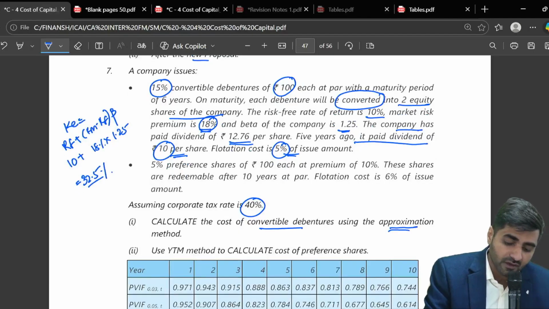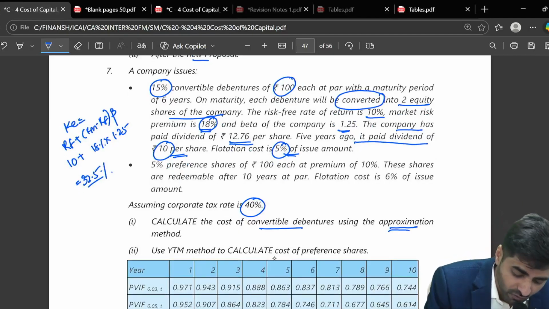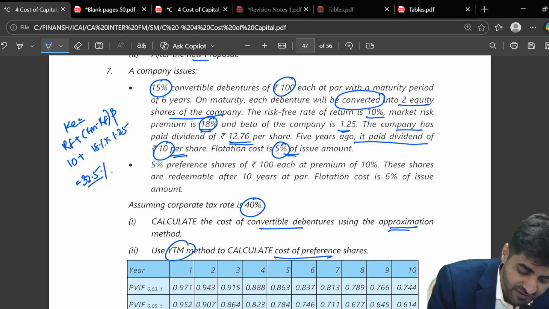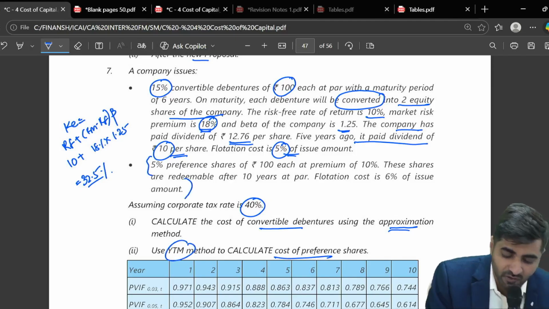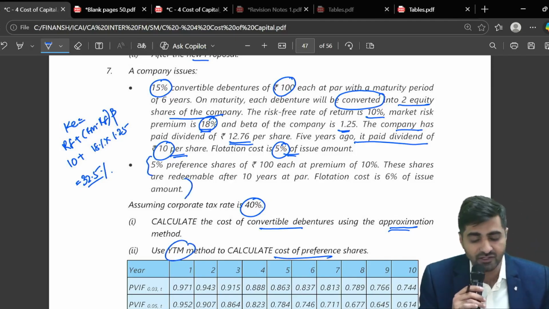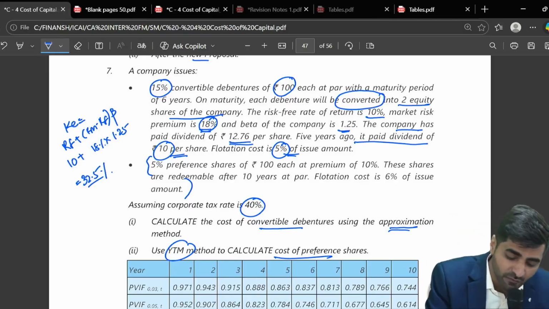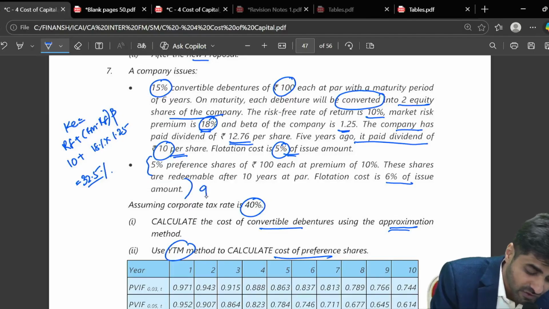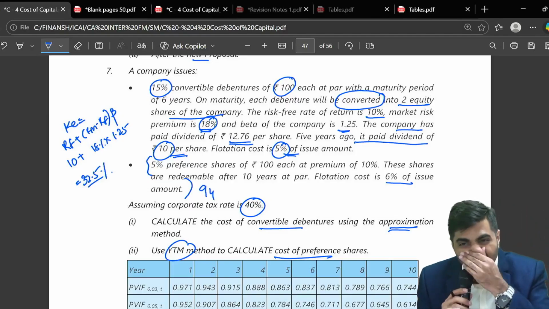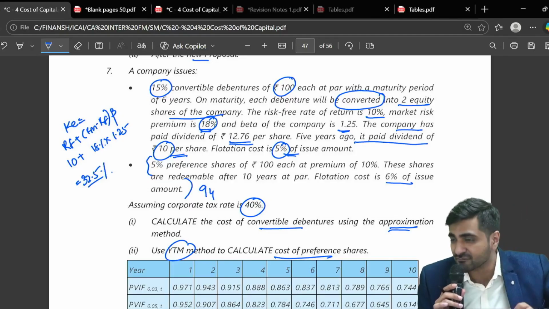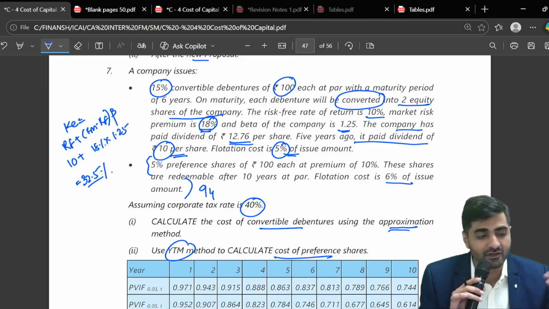Okay. We are also required to calculate YTM method, cost of preference shares. Now this is something which you have done many number of times, so you'll be able to do it. Using the IRR method, we just have to calculate it. What is going to be my P0? Flotation cost is 6% of the issue amount, so 94. So you should try and get 94 rupees. Series of cash flows will be given to you. You use the trial and error method, you'll be getting the answer.